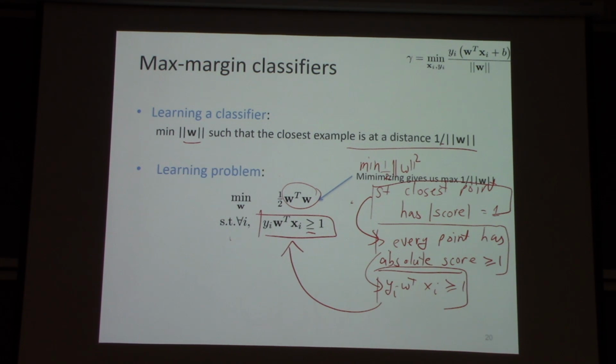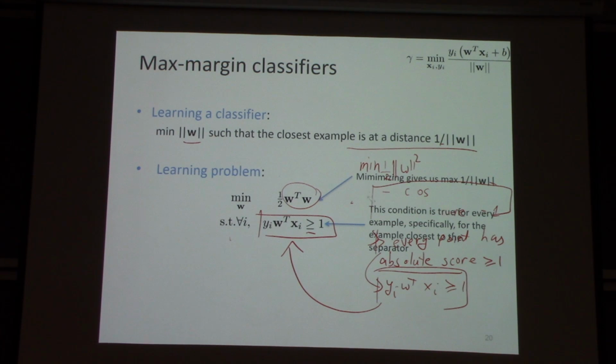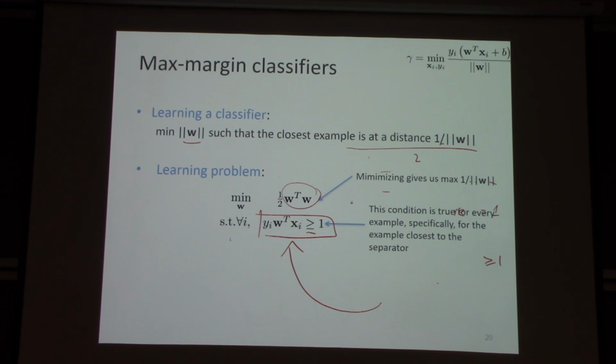So I want to minimize the norm of W. In other words, I want to minimize half W transpose W such that yi W transpose xi is greater than or equal to 1 for the entire training set. This means the constraint is true for every training example. In particular, it's true for the example that's closest, and actually the equality holds for the closest point. What about b? I got rid of all the b's because I assumed that the b goes into the feature set. There's always a bias.